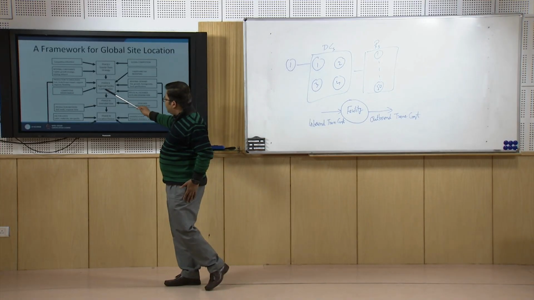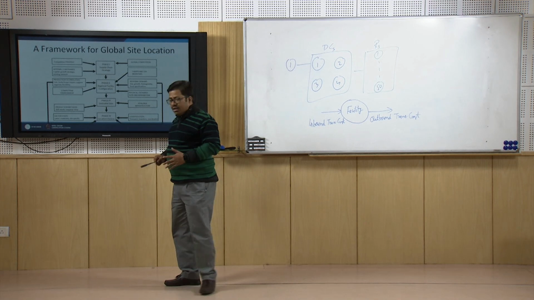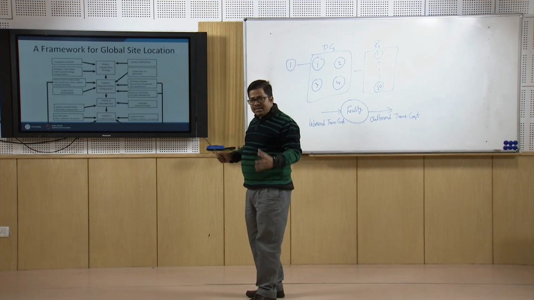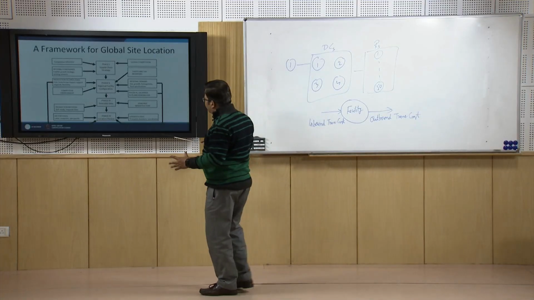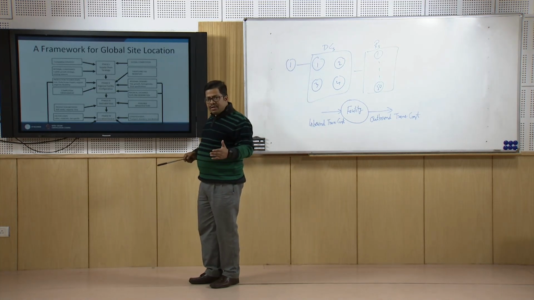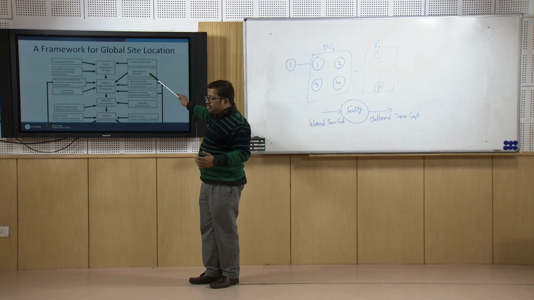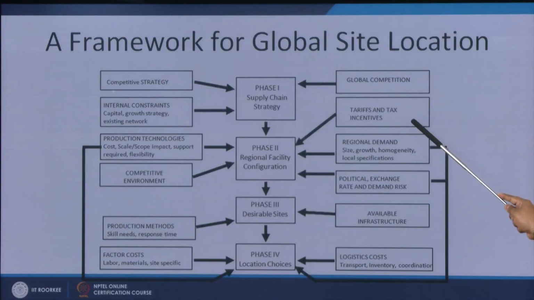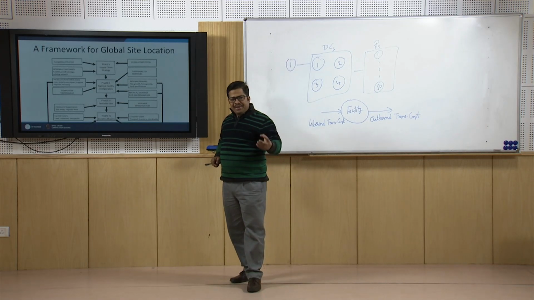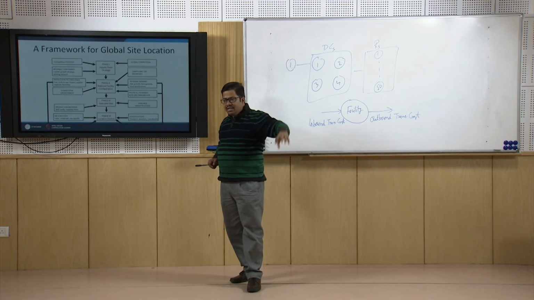The second phase is the regional facility configuration. On the basis of that you have certain regional considerations, and regional considerations come from the tariffs and tax incentives. Like when the new states of Uttarakhand, Chhattisgarh and Jharkhand came into existence in India, these state governments gave a lot of tax incentives to new organizations, and as a result many new companies, many new MNCs, opened their facilities in these new states.